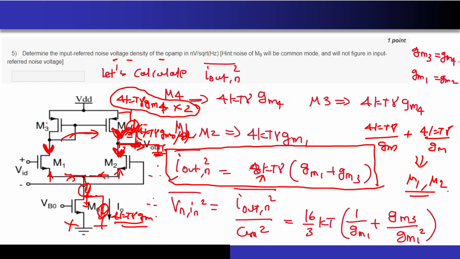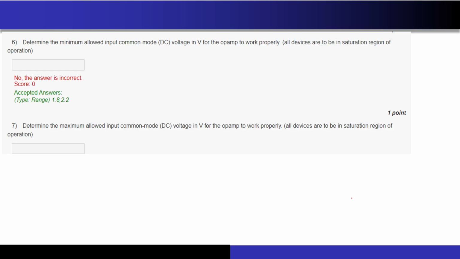Why 8 kT gamma? Because of the combinations from M2 and M1. Remember, for a single-ended circuit, this would have been just 4 kT gamma. But since we have differential, it is 8 kT gamma. Correct? Now I have to divide it by the GM of the circuit. So if I divide this by GM1 square, then you will get the final expression, which will look something like this. Correct? Now you just have to substitute the values, you will get the final answer.